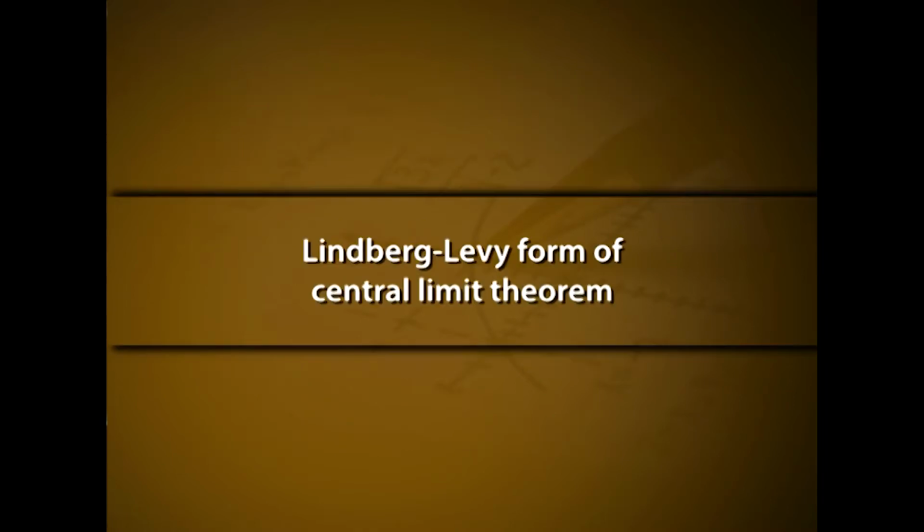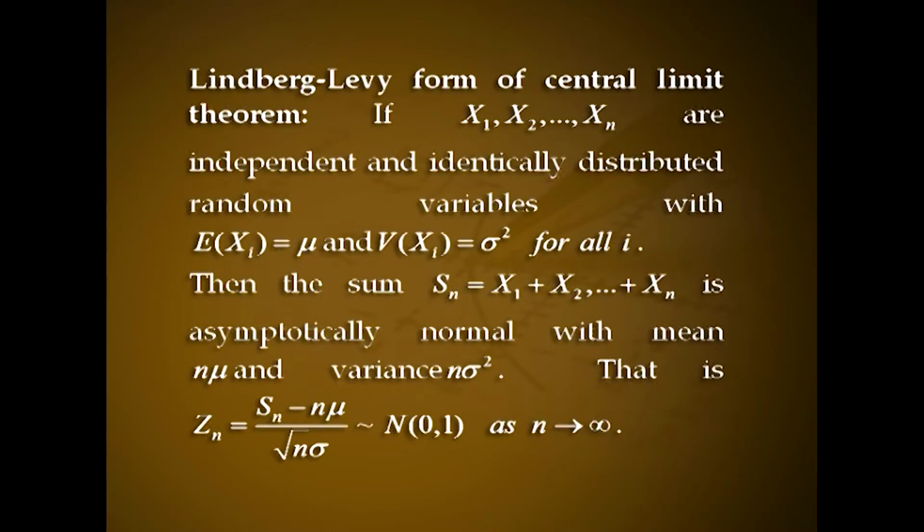Lindeberg-Levy form of central limit theorem. If X1, X2, etc. Xn are independent and identically distributed random variables with expectation of Xi equal to mu and variance of Xi equal to sigma square for all i, then the sum Sn equal to X1 plus X2, etc. plus Xn is asymptotically normal with mean n mu and variance n sigma square. That is, Zn equal to Sn minus n mu divided by root n into sigma follows N(0,1) as n tends to infinity.